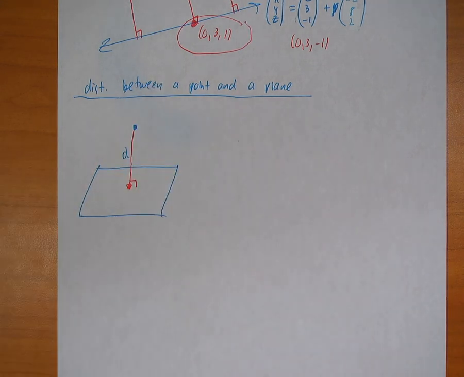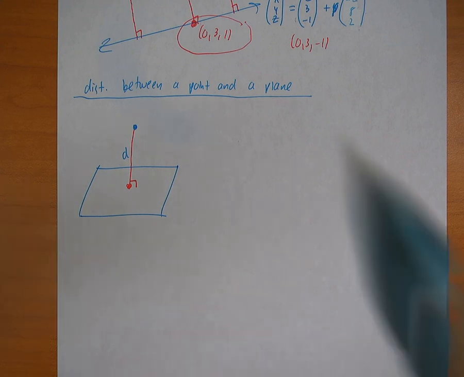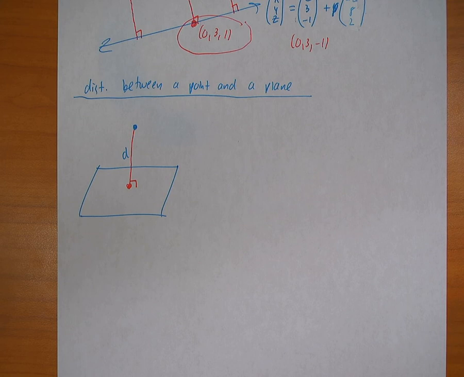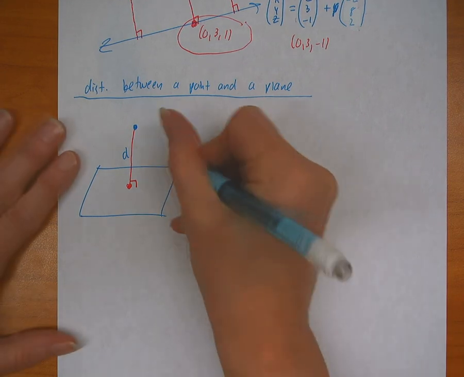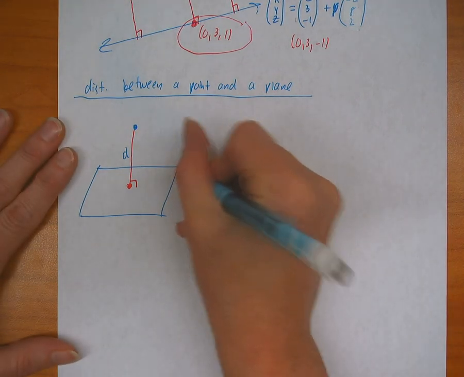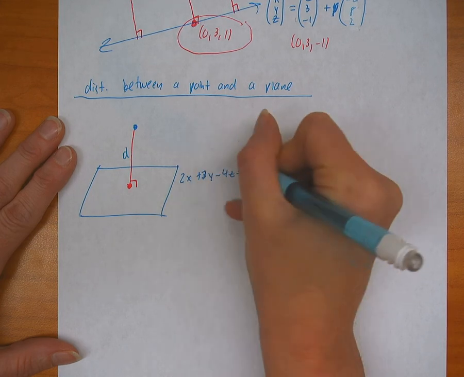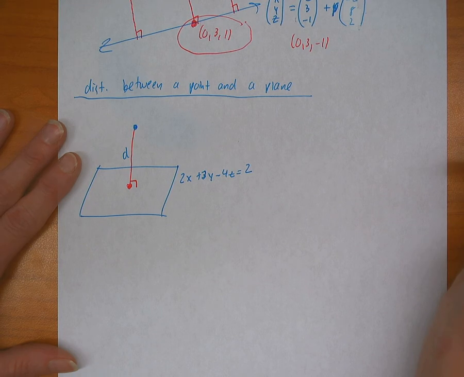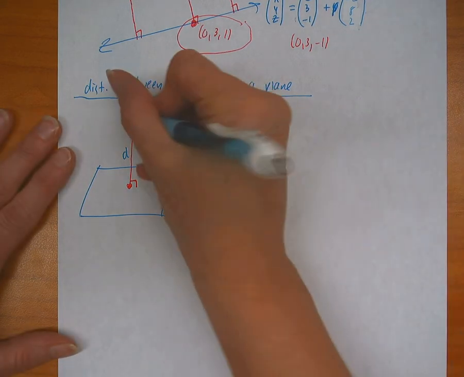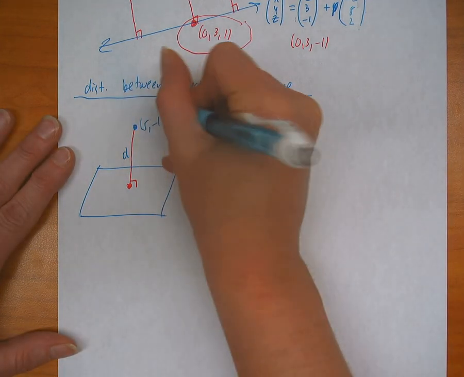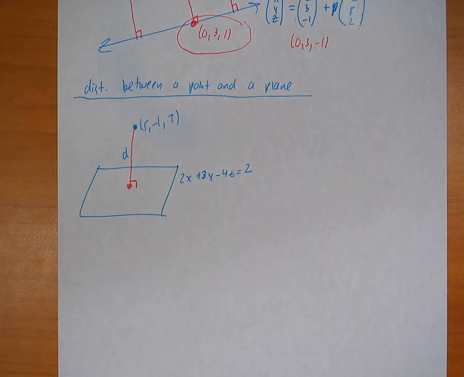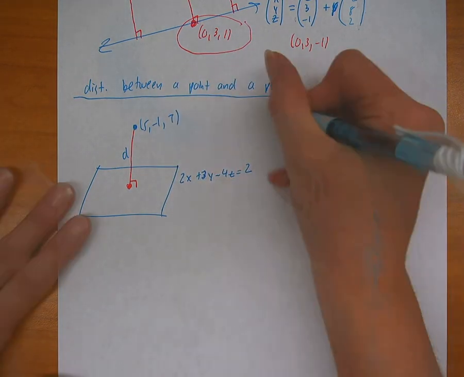We're going to go perpendicular to the thing we're measuring the distance to. So as you might guess, this is going to involve the normal to the plane, because that's what we do when we want things to be perpendicular to planes. We talk about normals. So let's give ourselves an example here. Let's say we have 2x plus 3y minus 4z equals 2. Let's say that's our equation for our plane. And let's say we have the point 5, comma, negative 1, comma, 7. And that's our point. So there's actually a formula that we can use.